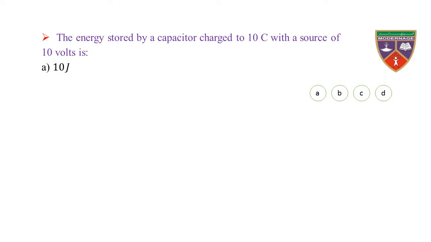option A 10 joule, option B 20 joule, option C 40 joules, option D 50 joules. The key is 50 joule. Therefore, the correct option is D.